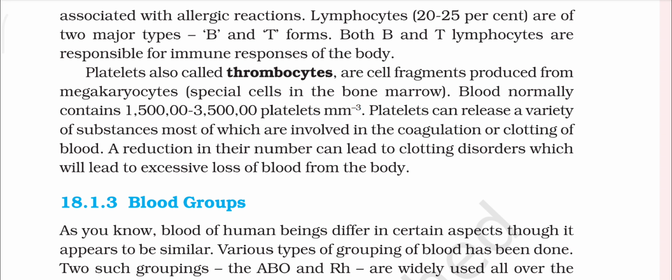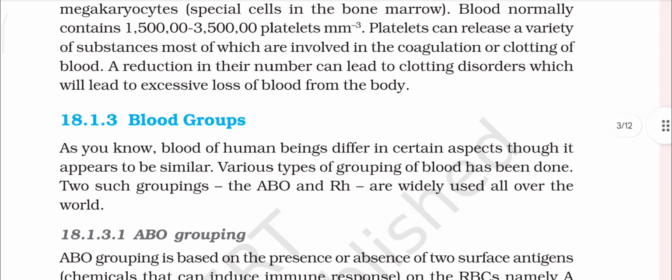Platelets, also called thrombocytes, are cell fragments produced from megakaryocytes, special cells in the bone marrow. Blood normally contains 1.5 lakh to 3.5 lakh platelets per mm3. Platelets can release a variety of substances, most of which are involved in coagulation or clotting of blood. A reduction in their number can lead to clotting disorder, which will lead to excessive loss of blood from the body.